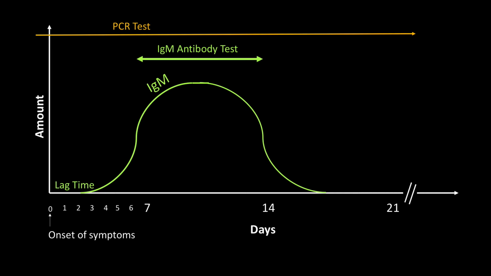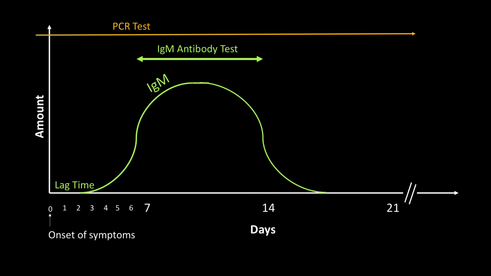The delay of 2 days after the manifestation of symptoms to generate IgM antibodies is called the lag period. This lag period marks the time needed for the naive B cells to recognize viral antigens, to undergo several cycles of cell division, and to differentiate into plasma cells.